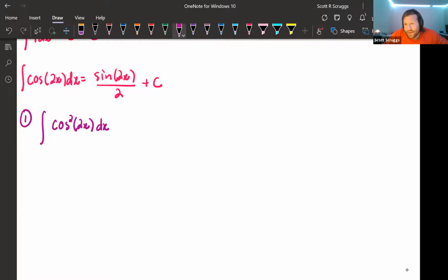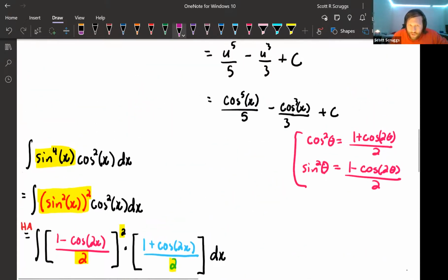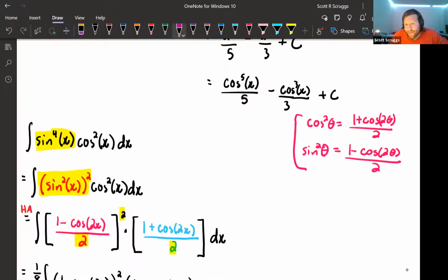First, let's tackle the cosine squared of 2x and try to integrate that. I don't have an odd power with it. I have an even power. What we talked about at the very beginning, I said if I have a sine or a cosine, and it's only even powers, I got to use a half angle identity.